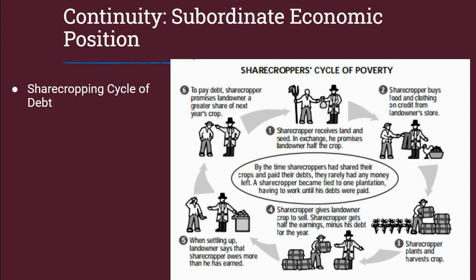The sharecropper buys food and clothing on credit from the landowner's store, and then the sharecropper plants and harvests the crop. The sharecropper then gives the landowner the crop to sell, and the sharecropper gets half the earnings, minus his debt for the year. When settling up, the landowner says the sharecropper owes more than he has earned. To pay the debt, the sharecropper has to promise the landowner a greater share of his next year's crop. By the time the sharecropper had shared their crops and paid their debts, they rarely had any money left. The sharecropper became tied to one plantation, having to work until his debts were paid, and they were never paid.